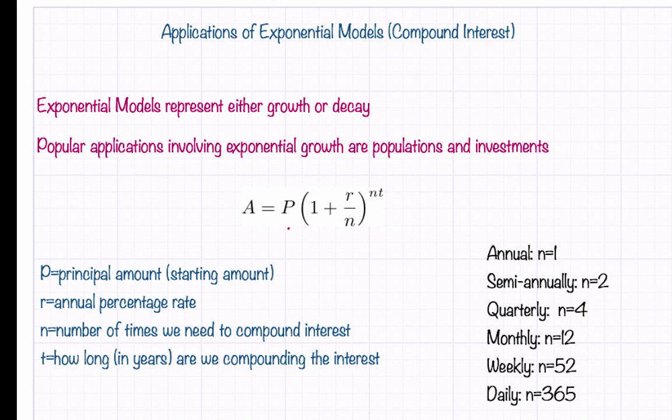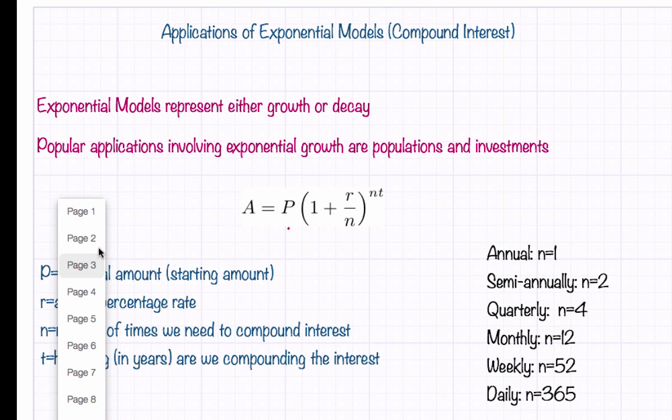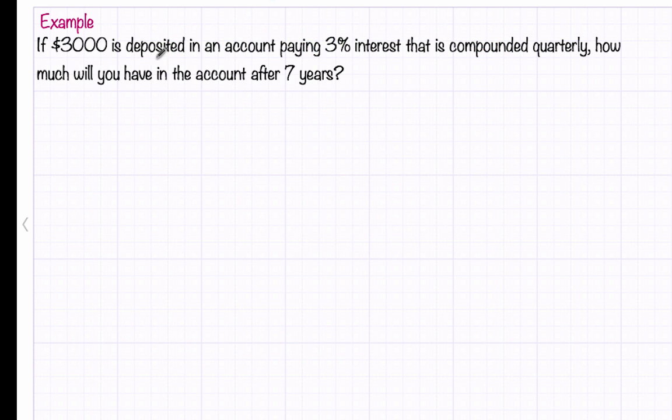So let's look at an example. Okay, so you're going to deposit $3,000 into an account and it's paying 3% interest and it's going to be compounded quarterly. How much will you have in the account after 7 years?